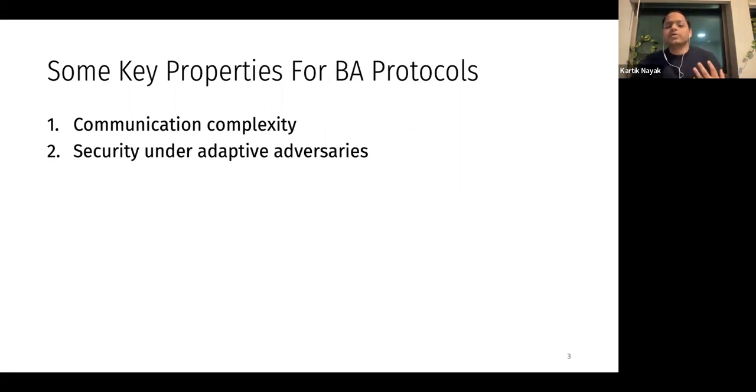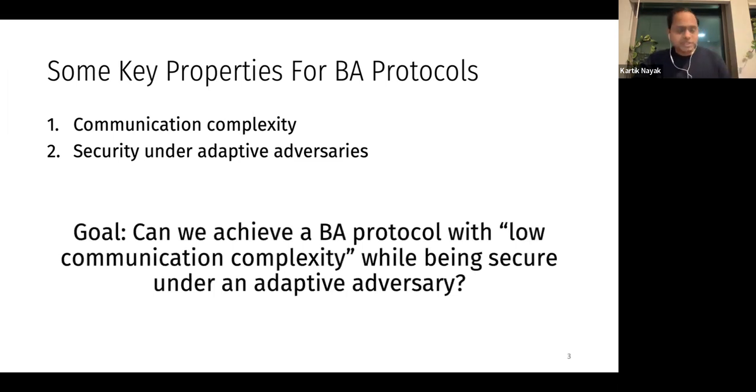There may be other properties that you're also looking for, for example, better latency, dynamic availability, and so on and so forth. But for the context of this talk and with respect to this work, we are primarily concerned with these two properties on communication complexity and adaptive adversary. And very coarsely speaking, the question we are asking is the following. Can we achieve a BA protocol with low communication complexity while still being secure under an adaptive adversary? I'll qualify what I mean by low communication complexity in the next few slides.